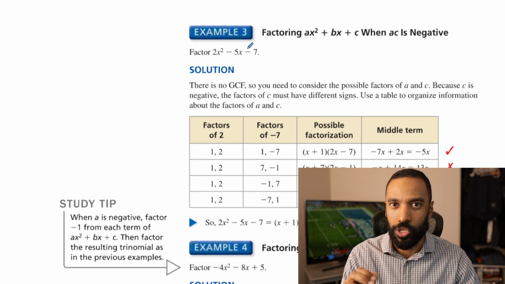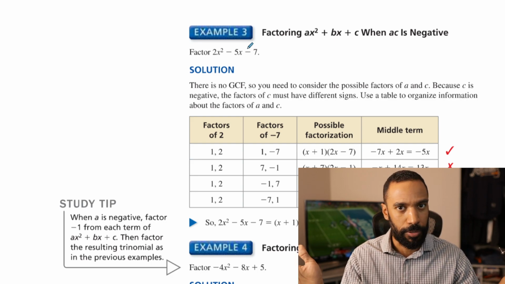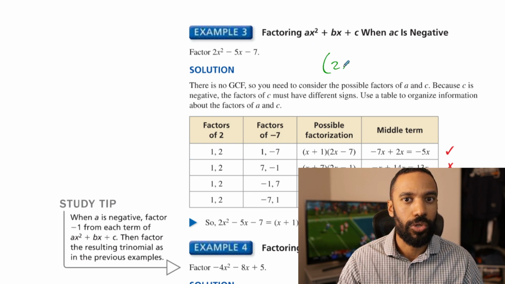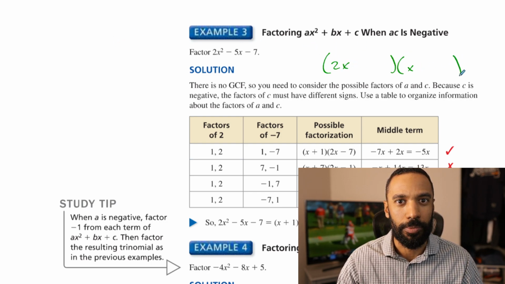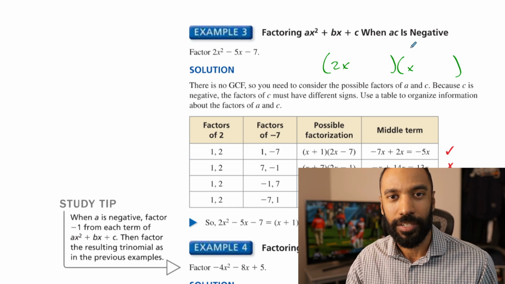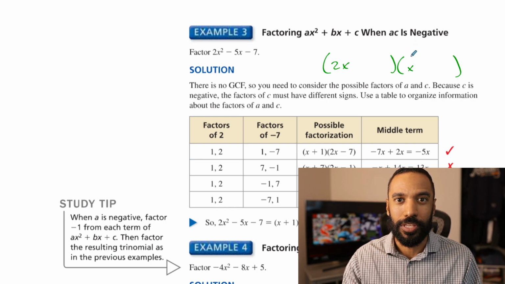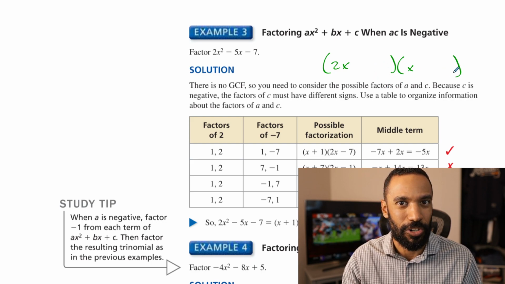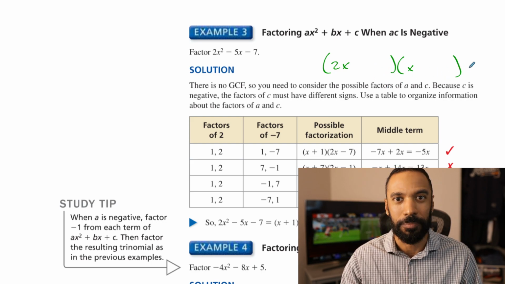So what are your factors of 2? 2 and 1. Period. I'm going to keep this right over here. 2x and x. I hope that looks good. Now factors of 7. 7 and 1. So either the 7 goes on the left. Hopefully I'm looking at the right spot because I'm looking at you. Hopefully the 7 goes here and the 1 goes here, or the 1 goes here and the 7 goes here.